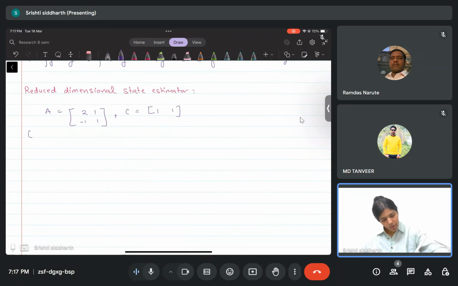So I'm going to refer to slide 18 of the lecture. Okay, so we have n equals 2 and output is 1. So we have q equals 1. So C has rank 1 because it has only one row.